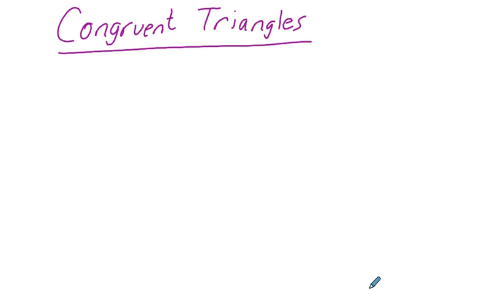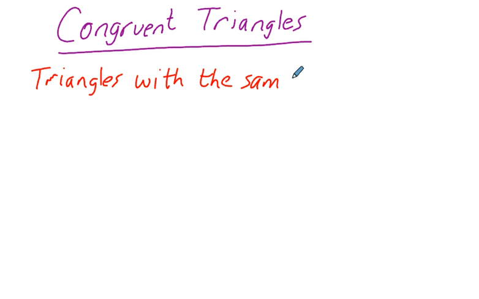What does that mean? All it means is that congruent triangles are two triangles essentially with the same size and shape. So that's what congruent triangles means. Just triangles that have the same size and the same shape.